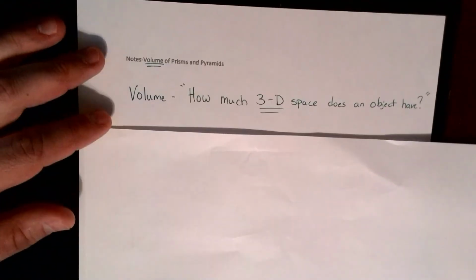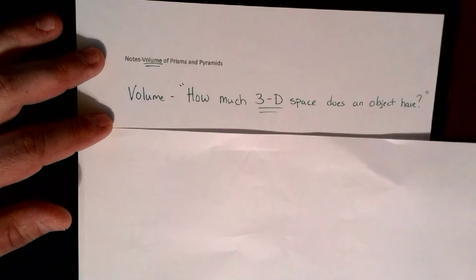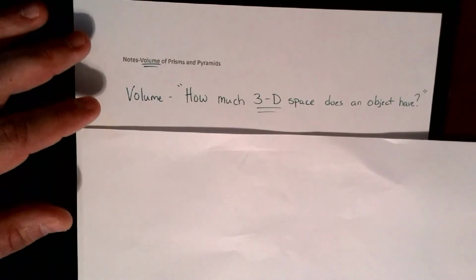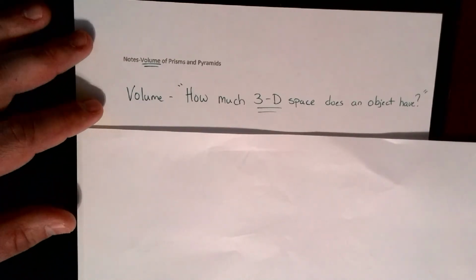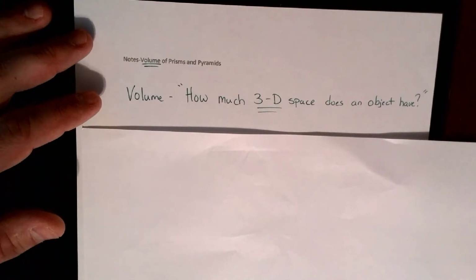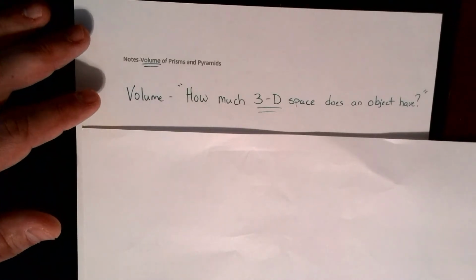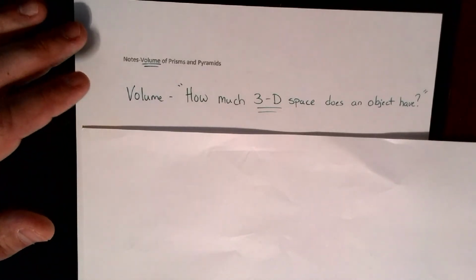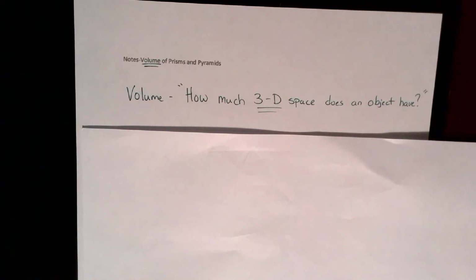So volume is how much three-dimensional space an object has. How much space does it take up? Compared to surface area, which was just the area of the outsides all added up. Basically, how much paper would it take to wrap a 3D object with surface area? Volume is how much space something takes up.